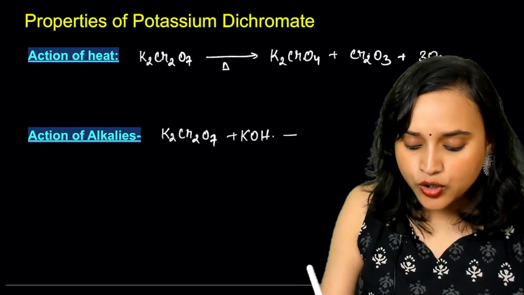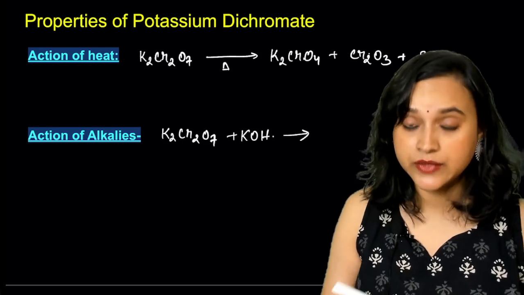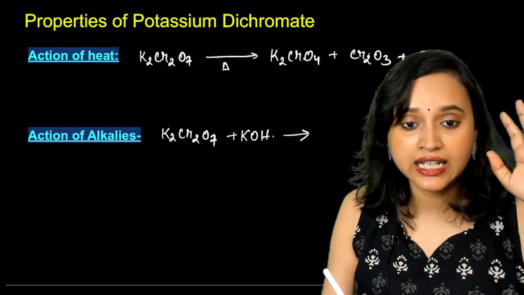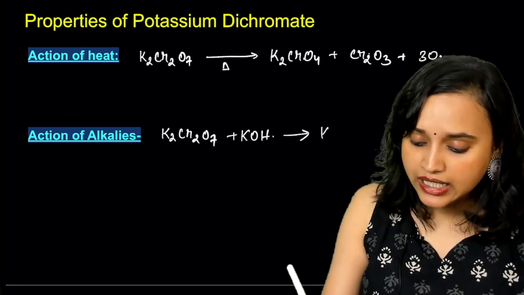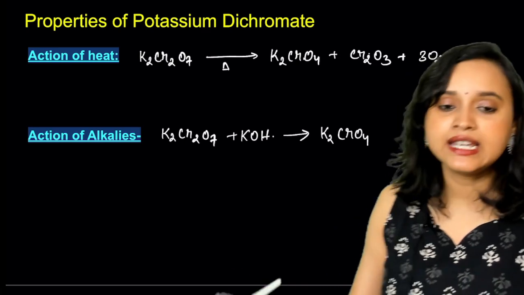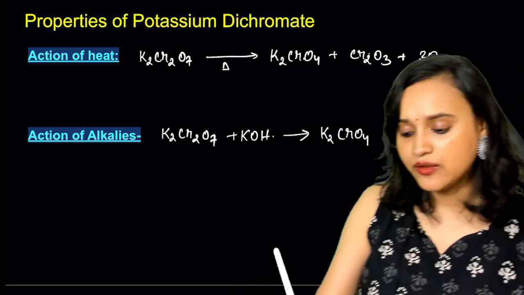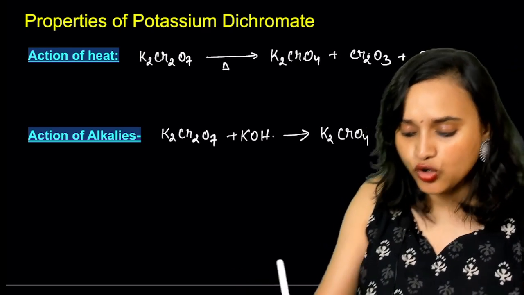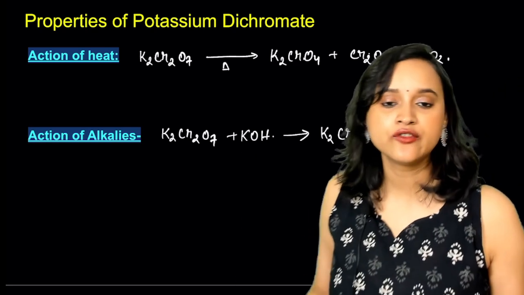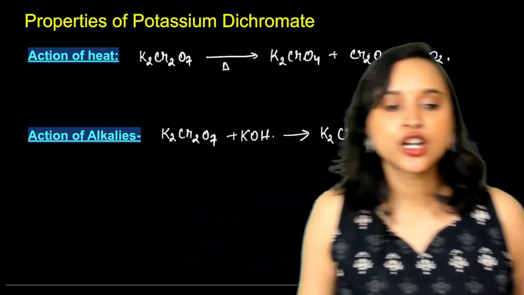You will get potassium chromate from here. So K2Cr2O7, when it reacts with an alkali, what will you get? You will get K2CrO4, and with that some amount of H2O. So basically in the action of alkalis, potassium dichromate gets converted to potassium chromate.